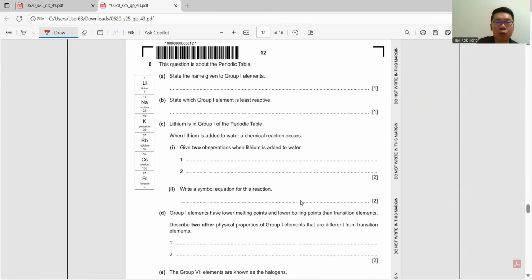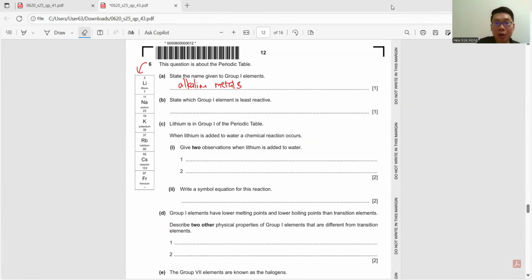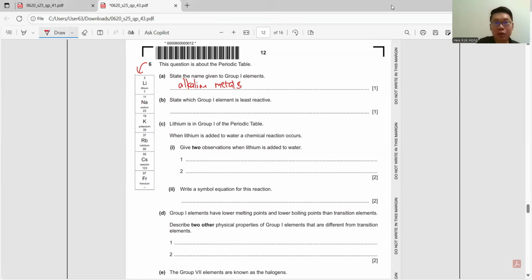Question 6. The question is about periodic table. State the name given for group 1 element, we know is alkali metal. State which group 1 element is least reactive. So we know group 1, they need to remove the outer shell electron. So we know when the distance is further, it's easier for them to remove the outermost shell electron.